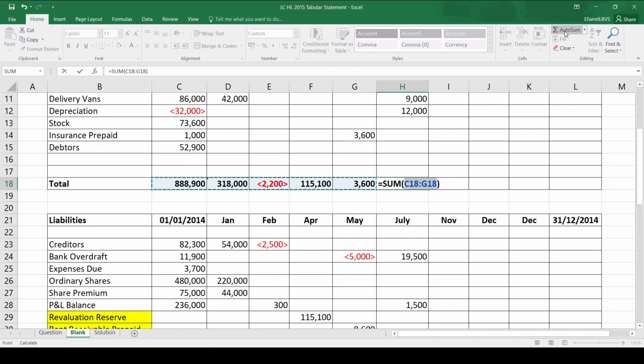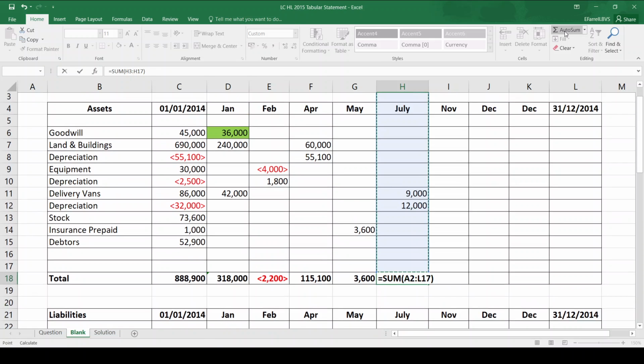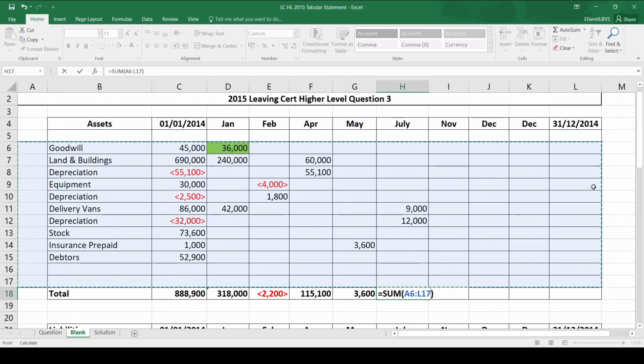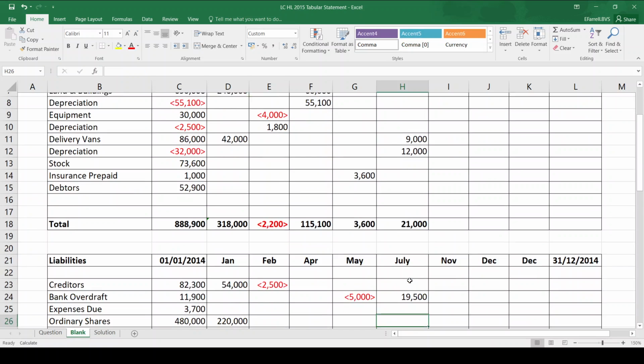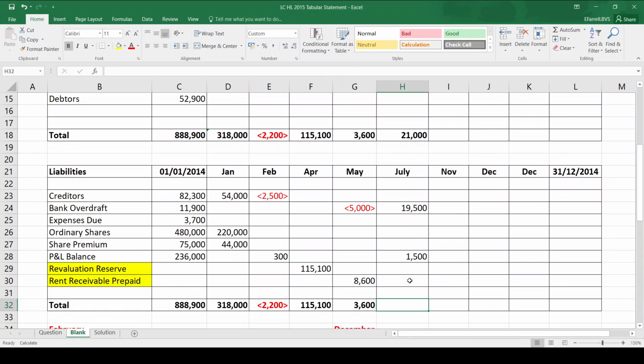And now to total these, my assets for July come to $21,000, the total $21,000, and the liabilities should also total $21,000.